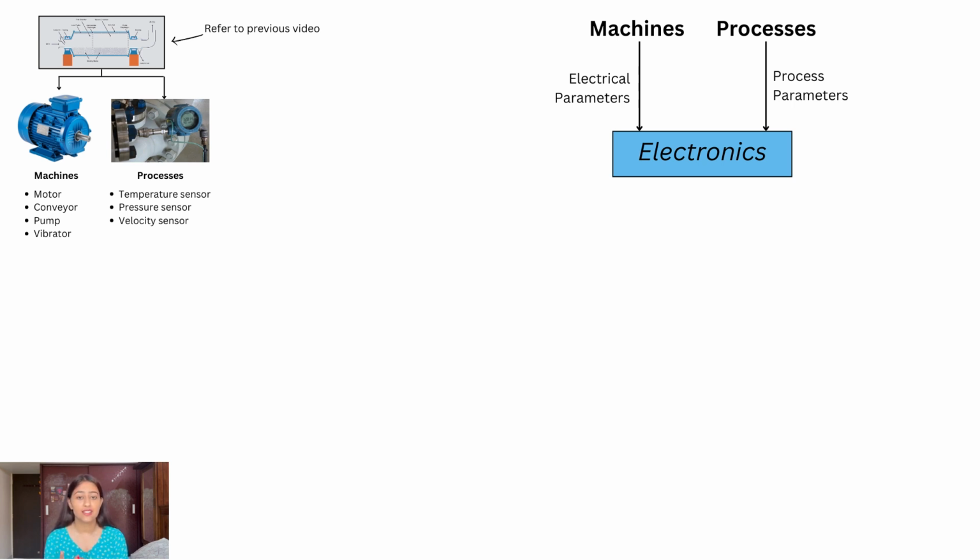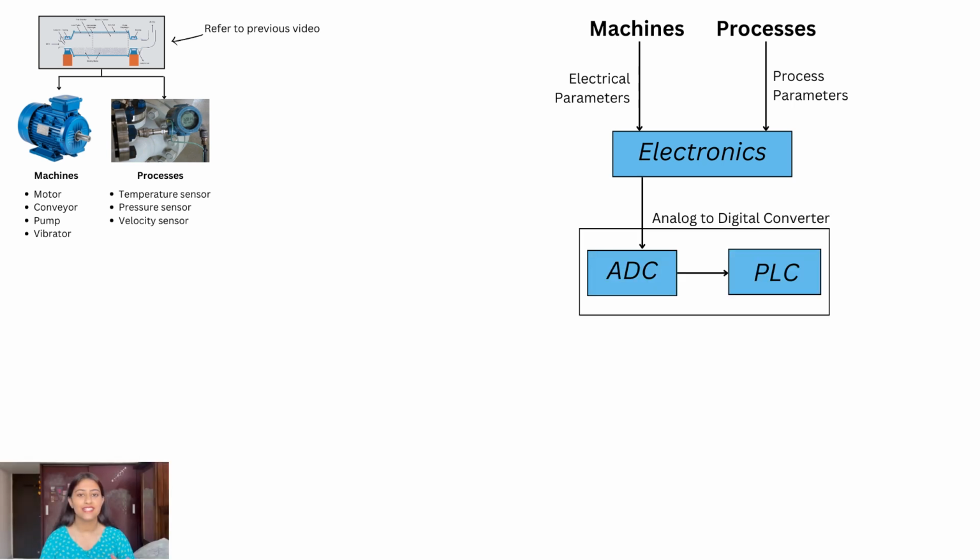Now, the machines are responsible for sending the electronic or electrical parameters, while the processes are responsible for sending the process parameters like the temperature value, pressure value, or velocity value. Now the signals sent from these machines and processes are in analog form, that is continuous signals, and they cannot be easily used for storing and interpretation. So they need to be converted to discrete form. For this, we use a combination of electronic devices like A to D converters and PLCs to convert the analog signals to discrete form so that they can be used further for interpretation.